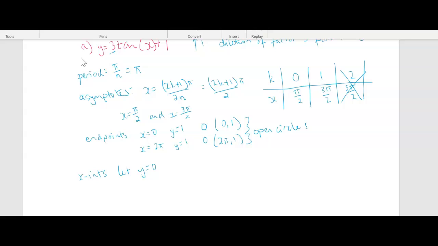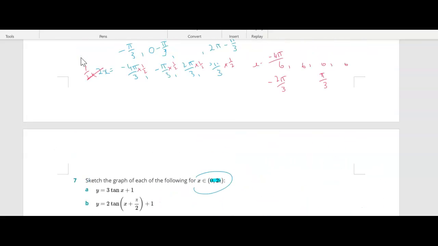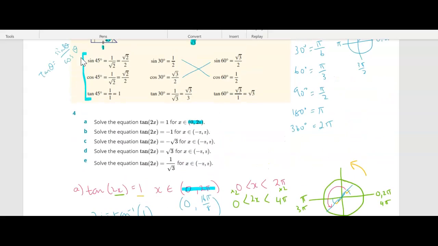So I'm just going to put that so I can see it. So we're going to have 3 tan x plus 1 equals 0. And then we're just going to solve for x within our domain. Okay, so let's just quickly do that. So tan x equals negative 1 on 3. So x is equal to negative inverse tan 1 on 3. All right, I think that's pi on 3. Pi on 6. No. Oh no.